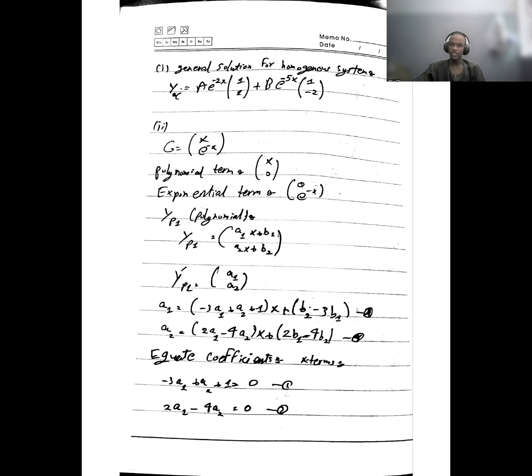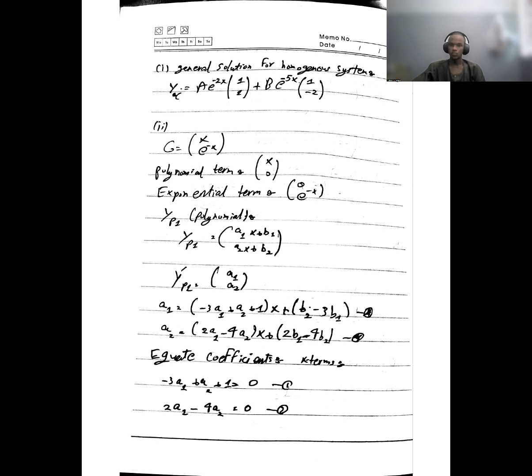First, we need to write the general solution for the homogeneous system: y1c equals a times e to the negative 2x plus b times e to the negative 5x, and y2c equals a times e to the negative 2x minus 2b times e to the negative 5x. Now we need to find the particular solution using undetermined coefficients for the term x in the first equation.